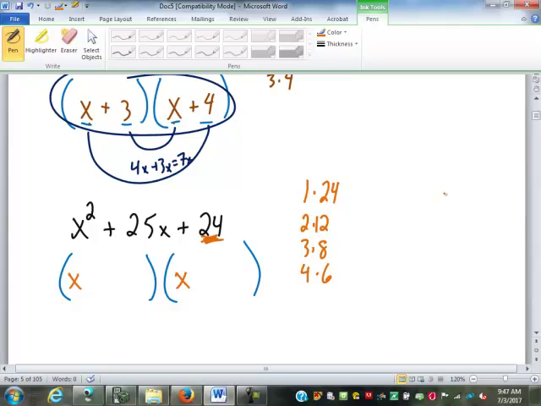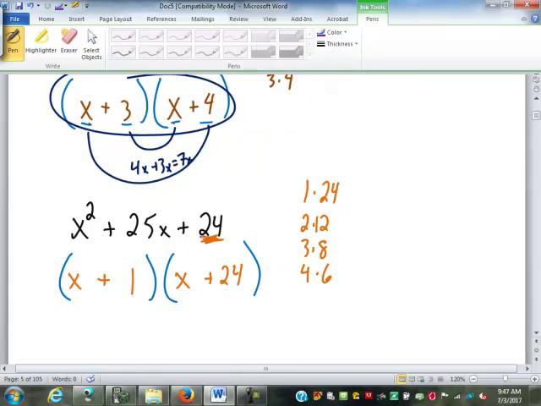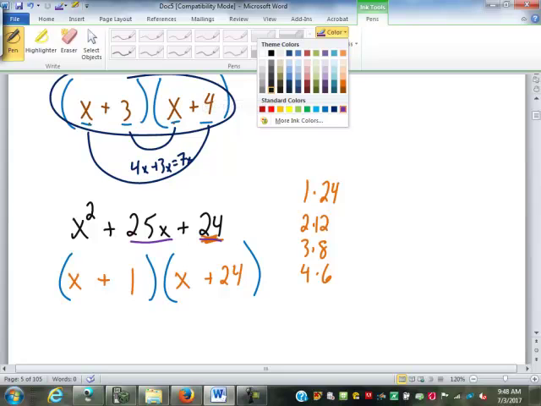Which one would we use? The 1 and the 24. So plus 1 and plus 24. So you're starting to see already they have to multiply to make 24, but they also have to add to make the 25. If we double check that, it will work out.